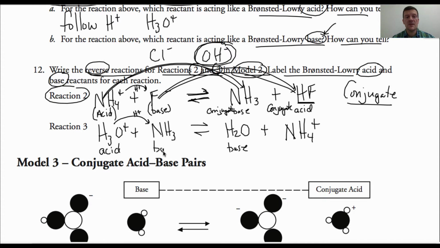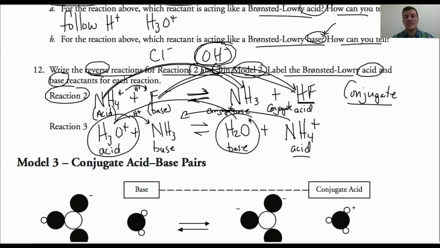so it's acting as a base over here, but it's going to turn into NH4 plus, which, if you look at the reverse reaction, to go in the other direction, the NH4 plus would donate the H plus back to water to form the hydronium, so it's acting as an acid in the reverse direction. Okay? And you compare these up. The hydronium H3O plus became water, so the acid hydronium ion became water, which is acting as the base in the reverse reaction. That's a pair.